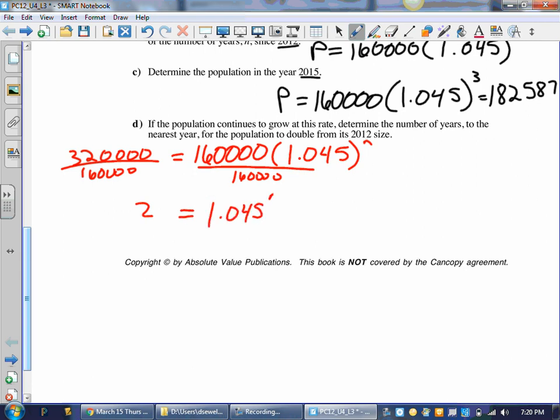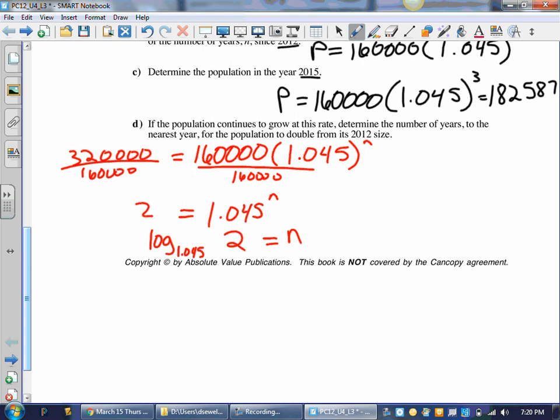You'll notice that happens every time. When you want it to double, you'll get a 2 on that side. Now, how do we get n? N is an exponent. The rule is every time you look for an exponent, you do the inverse operation of exponents, which is logarithms. We're going to change this to a log. Log of what base? Well, a base is always a base. So 1.045 is the base of this exponential part. So it's now the base of my logarithm. The answer to a log is always the exponent, and 2 is the argument.